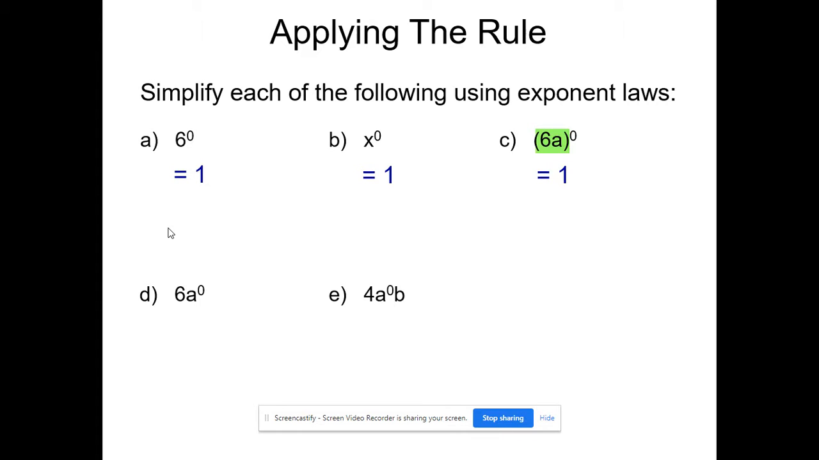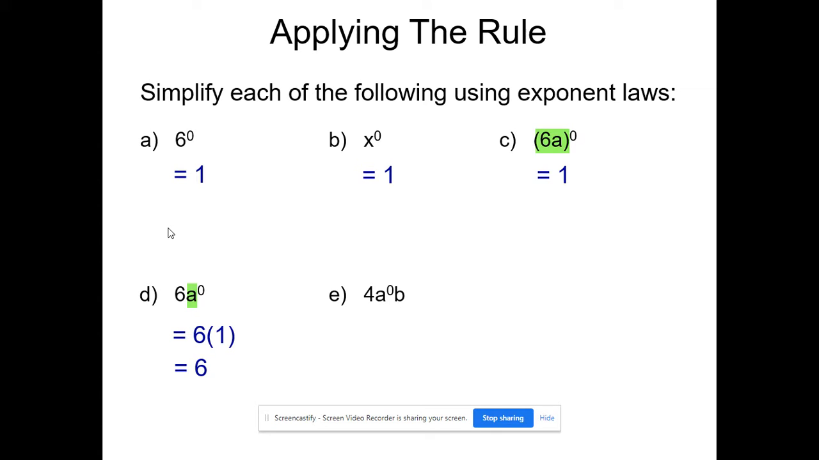Now, you'll notice the next question is also 6a to the power of 0. The only difference is that there's no bracket. So that exponent of 0 only belongs to the a. It does not belong to the 6 because it's not in a bracket. So that means the 6 stays a 6 and the a becomes a 1 because a to the power of 0 equals 1. And then 6 times 1 is just 6.